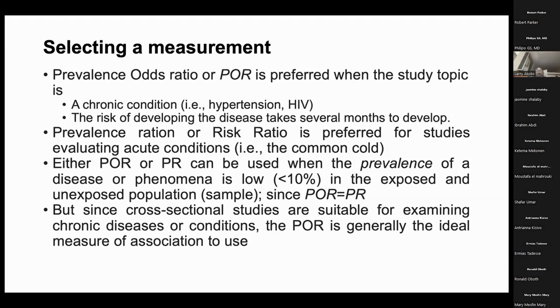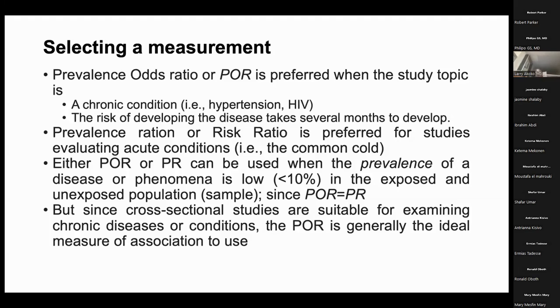But when the prevalence of the disease or your outcome of interest is less than 10% in both the exposed and the unexposed group, the prevalence odds ratio and the prevalence ratio become equal. So you can use any of them. So what this is exactly telling you is that you can calculate both prevalence odds ratio and prevalence ratio. But then you have to take into consideration what you want to appear in your paper based on the conditions that I've just summarized above.